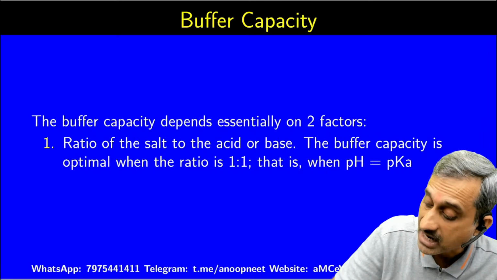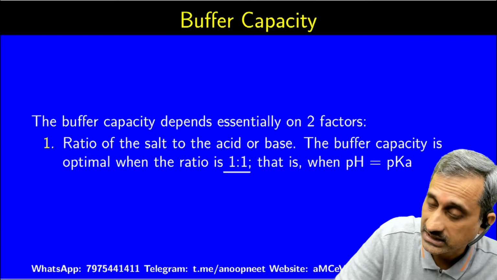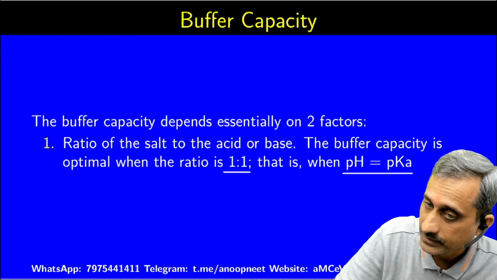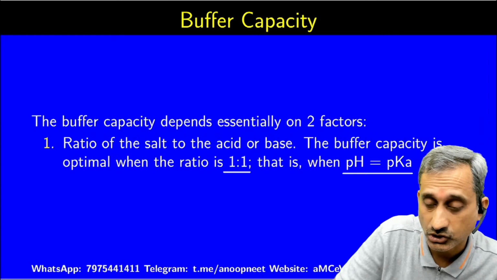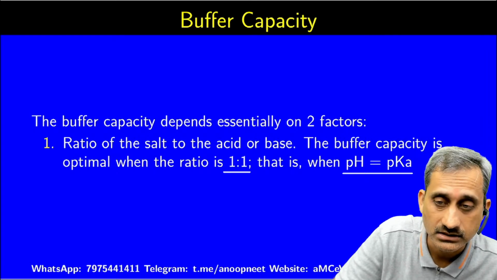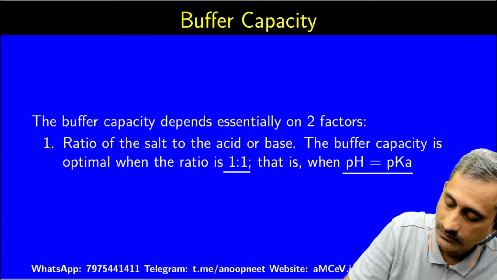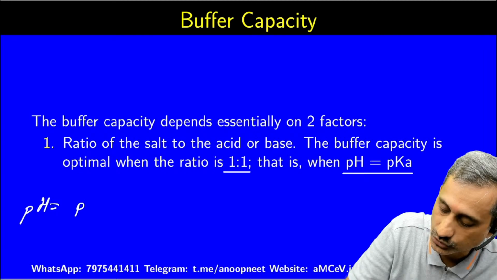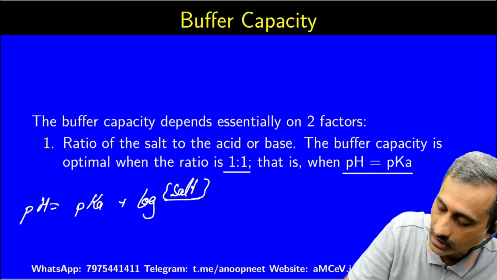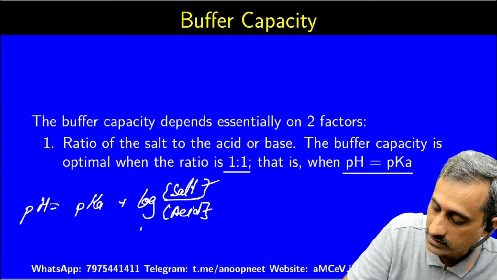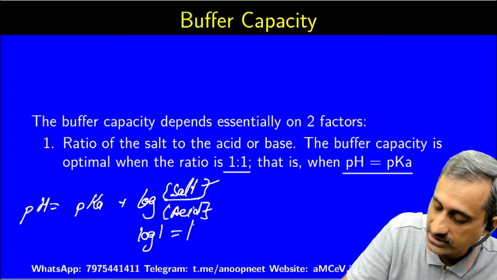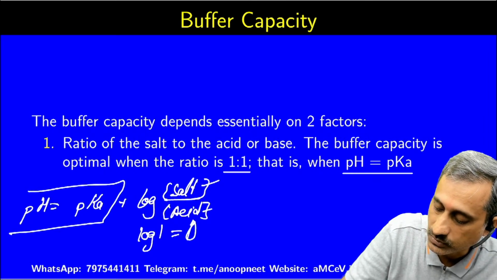the buffer capacity is maximum when the ratio is 1:1, that is, when pH is equal to pKa. Remember, when we talked about salt upon acid, if the concentrations of salt and acid are equal, they are going to get cancelled. So the ratio is the same. We have pH is equal to pKa plus log of the concentration of the salt upon concentration of the acid. Now if I take the concentration of salt and acid to be equal, this is going to become log 1 and log 1 is 0. So pH becomes equal to pKa.